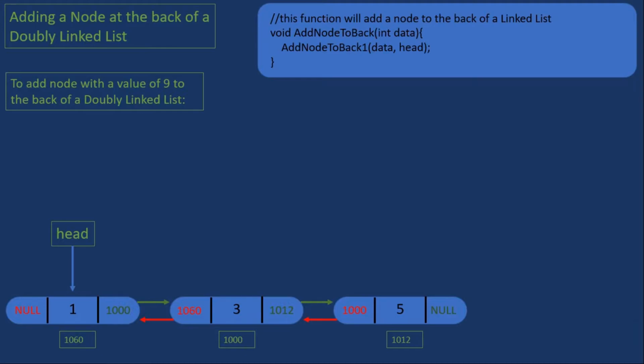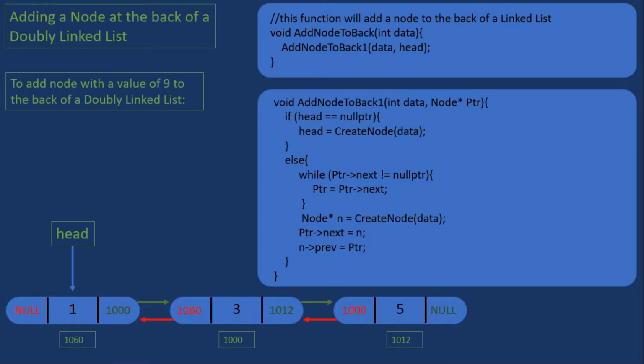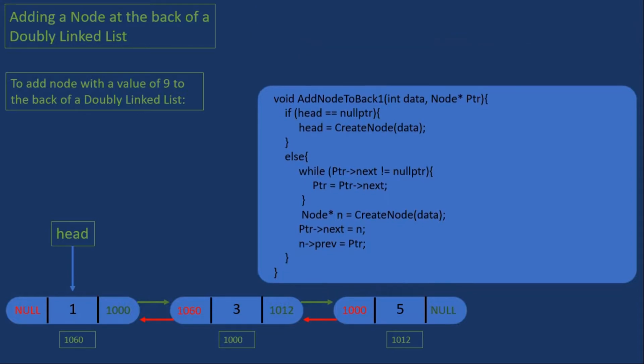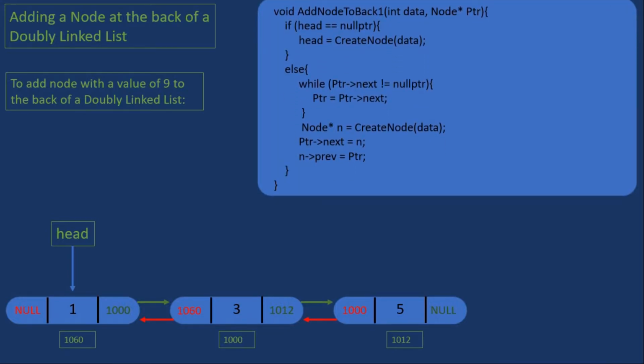Let's look at the actual function. It is also a void function and takes in data and the node pointer. Firstly, we check if the doubly linked list is empty or if the head node pointer is pointing to null or nothing. And if it is empty, set the head pointer to the newly created node. But if we have nodes in our doubly linked list like we do in this example, we want to create a while loop that will check if the current node's next pointer is pointing to null, because the node whose next pointer is null is the last node.